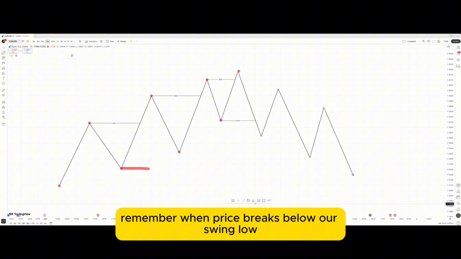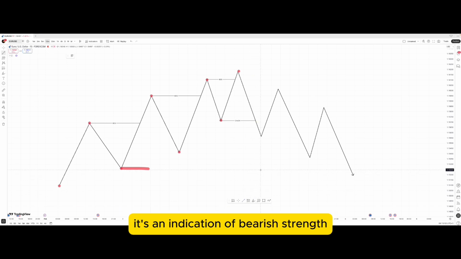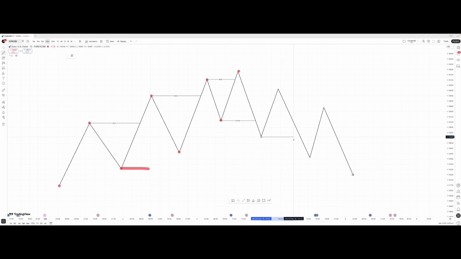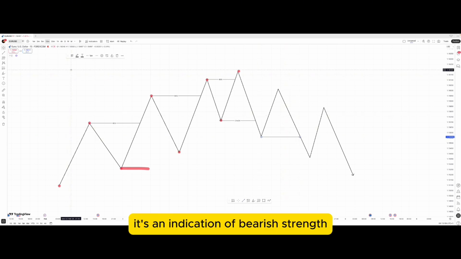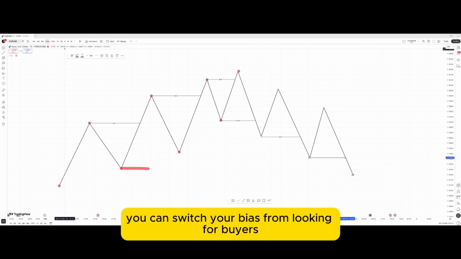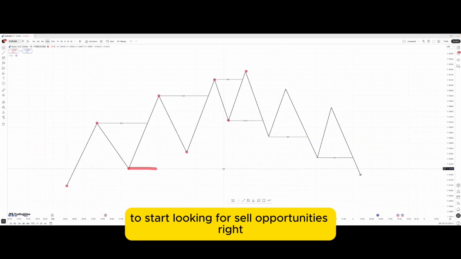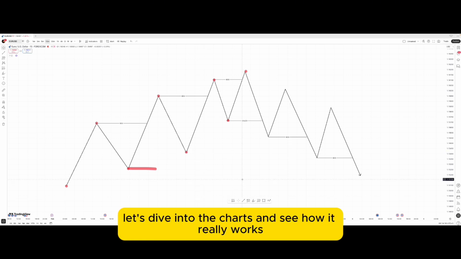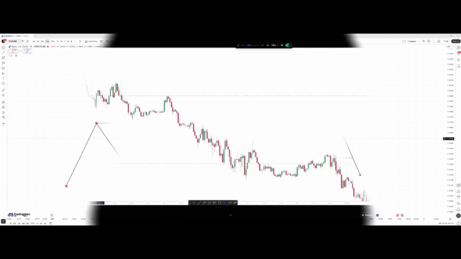Remember, when price breaks below our swing low, it's an indication of bearish strength. Then when price breaks below our swing low repeatedly, it's an indication of a bearish trend. So you can see here, I had another break to the downside, which is a clear confirmation that price is about to move bearish. And now you can switch from looking for buys to start looking for sell opportunities, right? So let's dive into the chart and see how it really works.